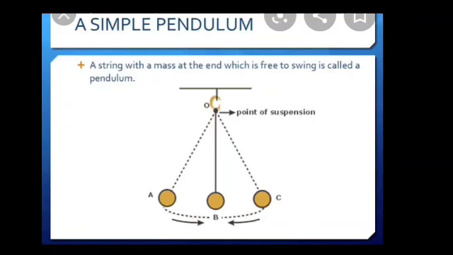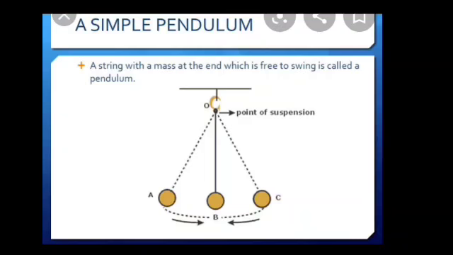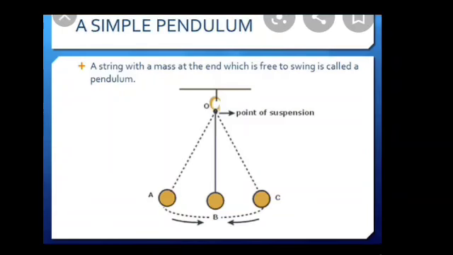Simple pendulum. A simple pendulum consists of a small metal ball suspended by a long thread from a rigid support such that the bob is free to swing back and forth. A pendulum completes every swing or every oscillation in exactly the same time provided its length is kept constant. Clear? The to and fro motion of a simple pendulum is an example of periodic motion or oscillatory motion.